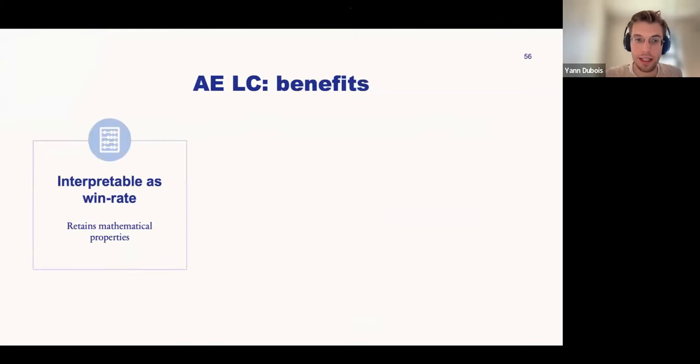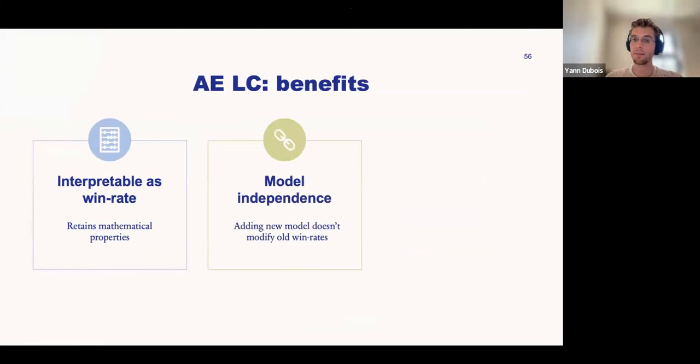So benefits of using this, well, actually I didn't talk that much about this GLM, but it retains a lot of nice mathematical properties, so it could still be interpreted as a win rate. More importantly, it's still between 0 and 100, and it has a lot of nice properties of win rates. Another thing is that it's model independent.